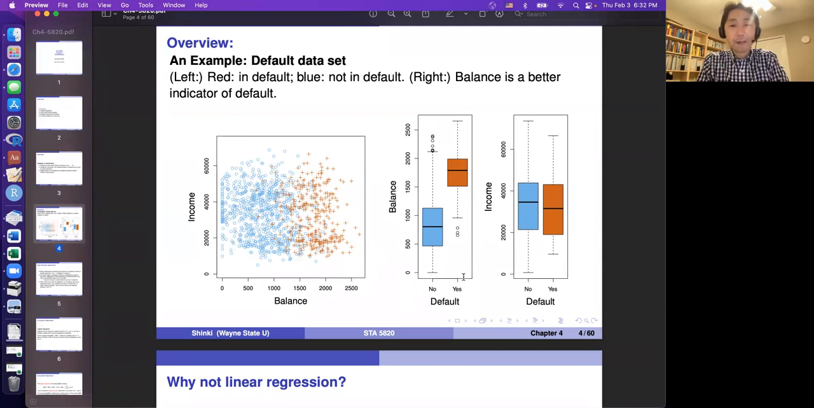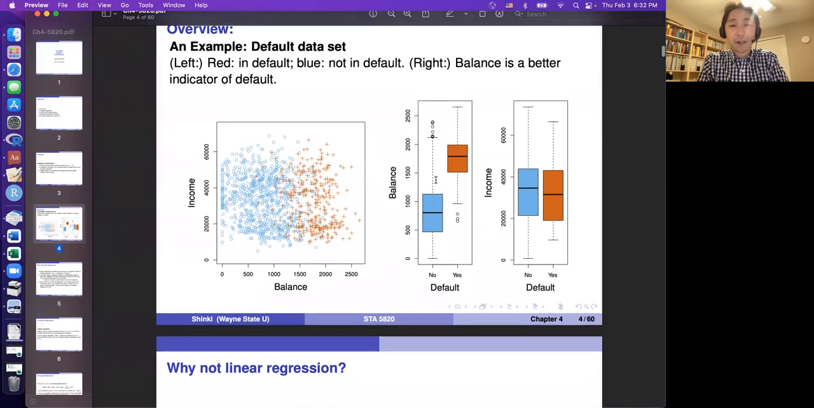If we think about the profile, then we can see it clearly. So this is the default status by balance. Obviously, for the not-in-default group, the balance is much lower than this group. This is a box plot. This box includes 50% of the observations. This is called the whisker. It's not very meaningful. Basically it is 1.5 times the box size.